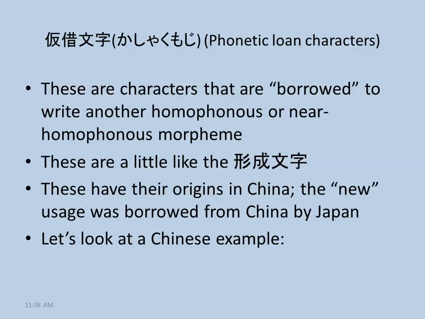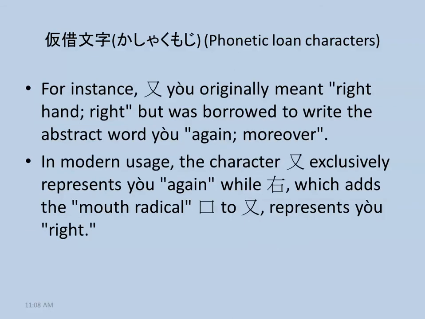The last category are phonetic loan characters, and we're going to be looking at these in a couple different contexts. These are characters that are borrowed to write another homophonous or near homophonous morpheme. They, as I said, are a kind of small category. They are minor compared to the others that we've looked at. They have their origins in China, and the new usage was borrowed from China by Japan. So we'll look at a Chinese example.